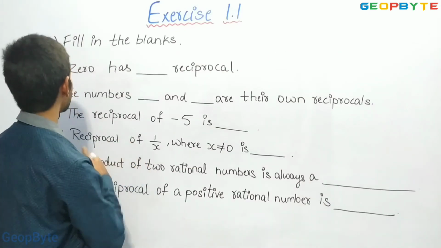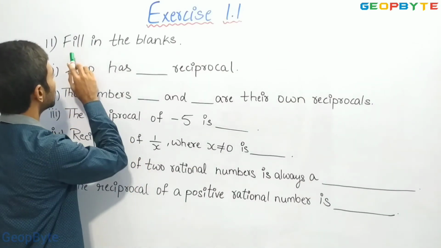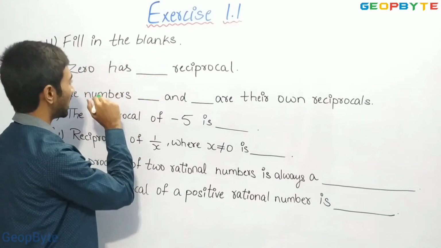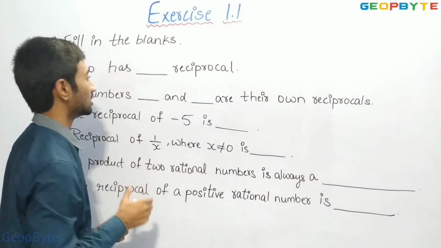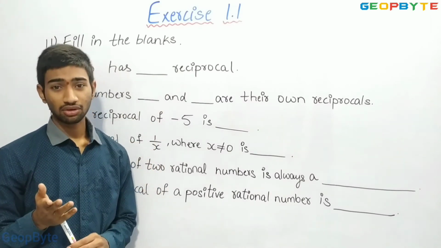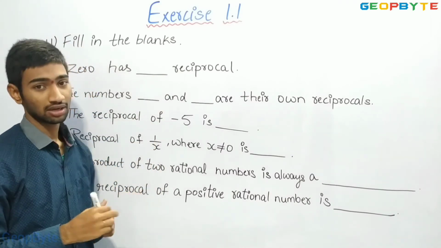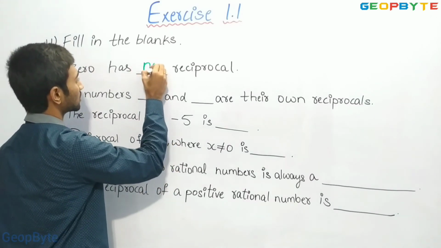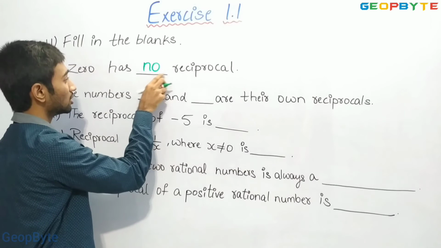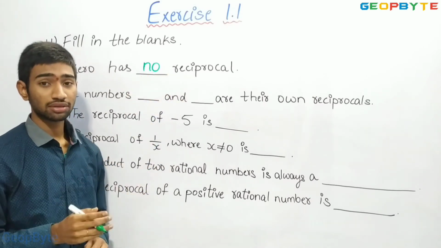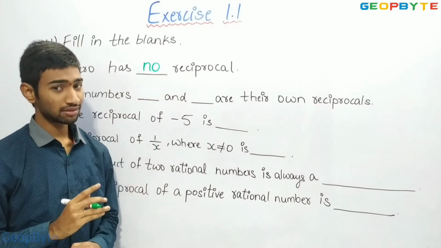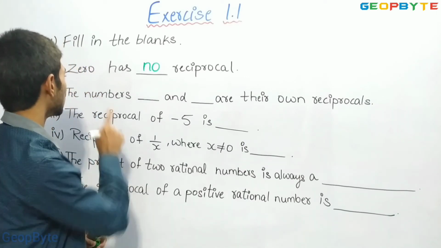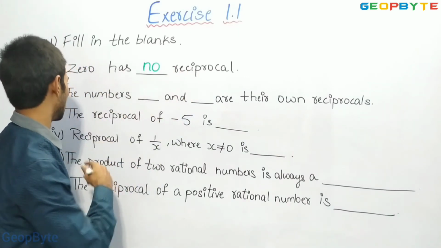Now, let us see 11th question. Fill in the blanks. First one, 0 has dash reciprocal. We know that 0 has no reciprocal. So, let us write no. 0 has no reciprocal because anything multiplied by 0 gives 0 but not 1. So, 0 has no reciprocal.